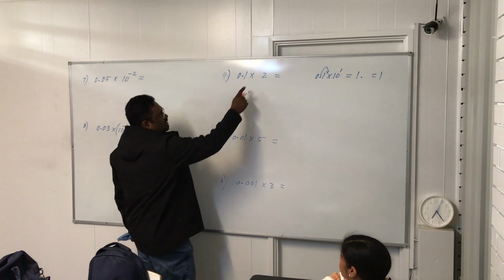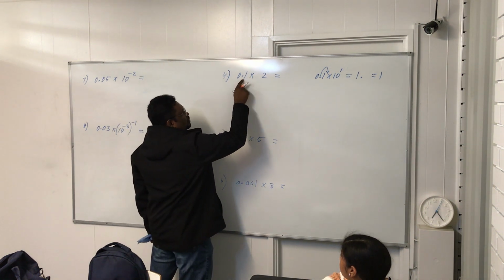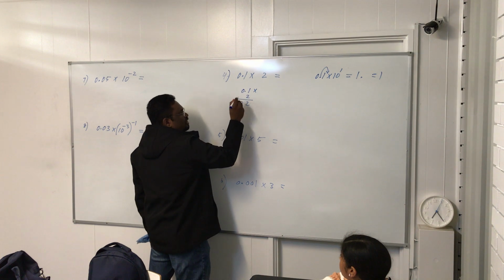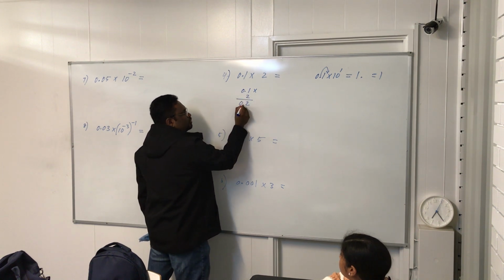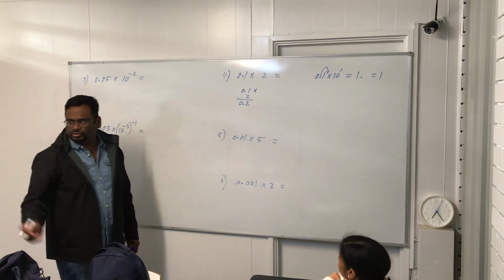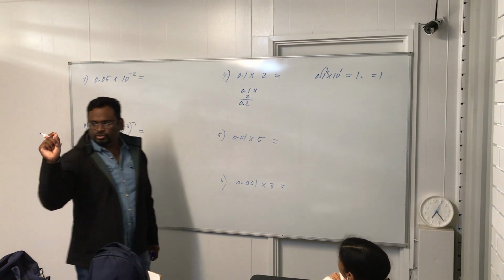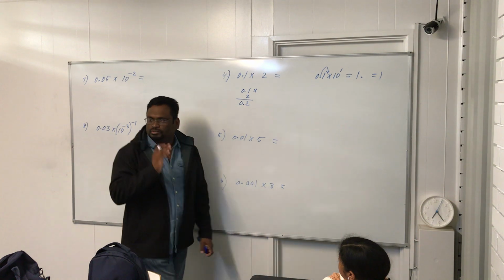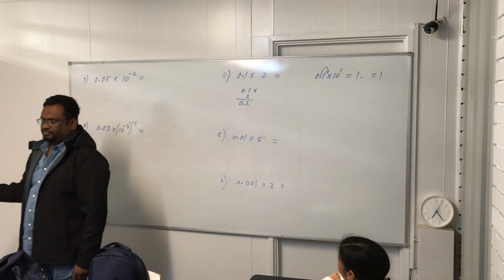So it's like this. 0.1 times 2. 2 times 1, 2. 2 times 0, 0. How many decimal points are there? Put that there. That's how you do it. But remember, when you are playing with tens, you do it in this way. When you are playing with other numbers, you just blindly do the multiplication.